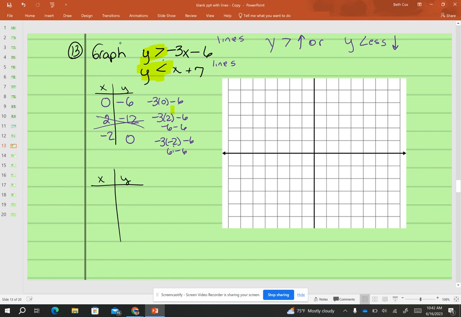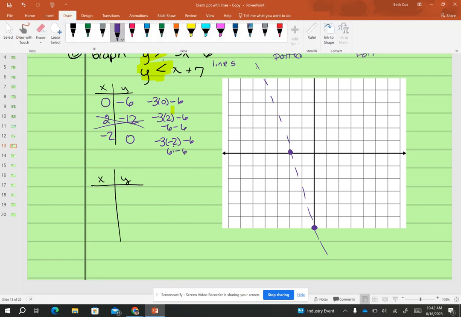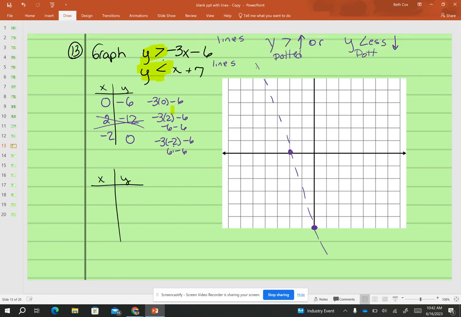Okay, so 0, -6 is here. -2, 0 is here. And now, did we talk about whether it was dotted or solid? It is dotted. This one's dotted, and this one's also dotted. So I'm going to draw a dotted line. I'm going to do my best to get this straight as I can get it. It's not very straight. All right, but there's the first one, and my first one is a greater than, so I'm going to shade above it, but I'm actually just going to put little marks. Shade above it.